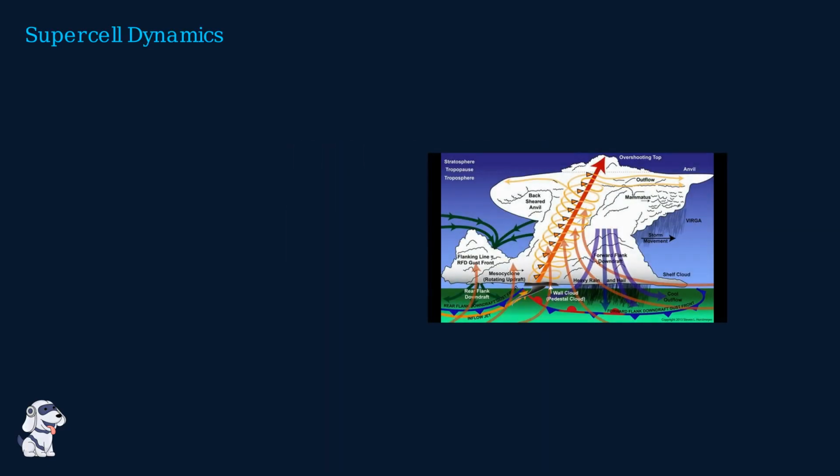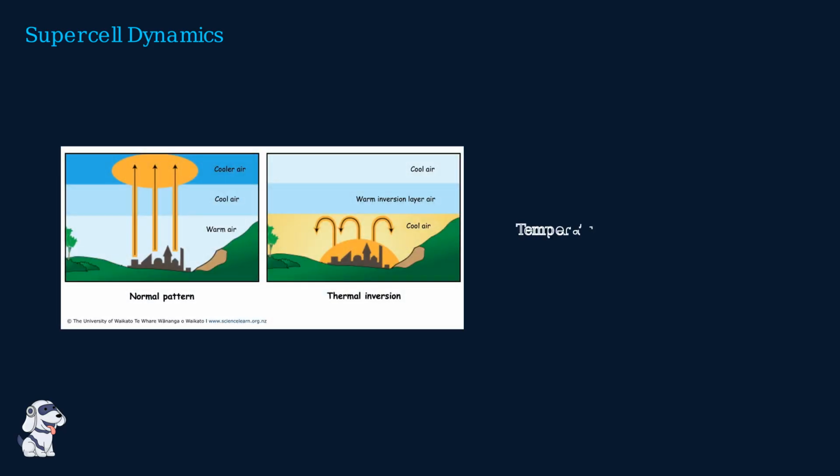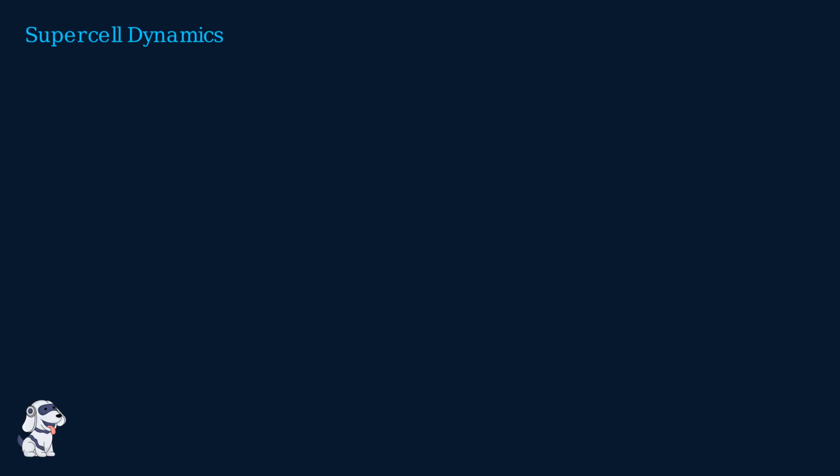A supercell is a unique thunderstorm characterized by a persistent, rotating updraft called a mesocyclone. It is the most organized and dangerous form of convective storm. The rotation often begins when a layer of warm air, or temperature inversion, traps cooler air below. This creates vertical wind shear, which organizes the storm's internal flow.